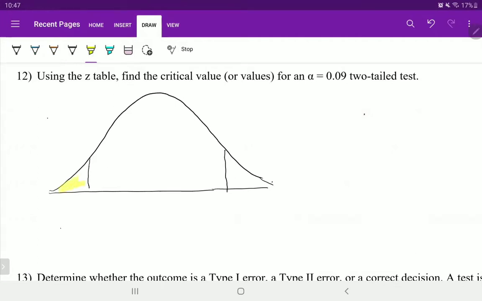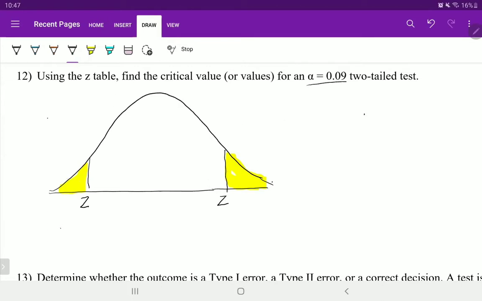So a tail on the left and a tail on the right. And you want to find the z-scores for each of those values. The z-score on the left will be negative. The z-score on the right will be positive. The sum of the areas must add up to 0.09.